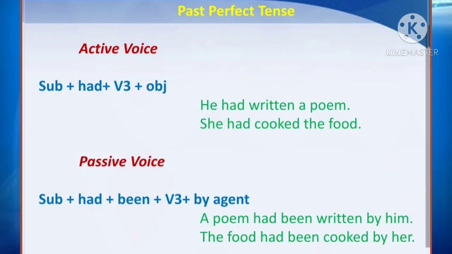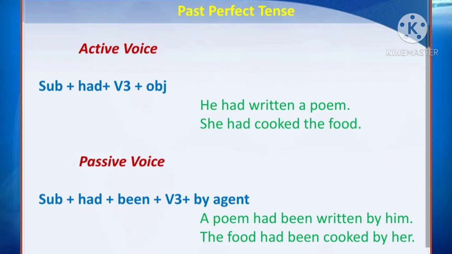Next is past perfect tense. The active voice rule is subject plus had plus V3 plus object. Examples: he had written a poem. Here he is a subject plus had plus written. Written is a V3 form or past participle form of write, plus object. A poem is the object here.